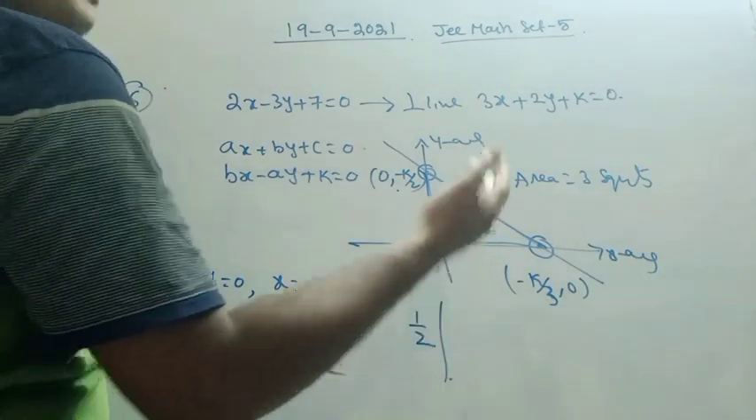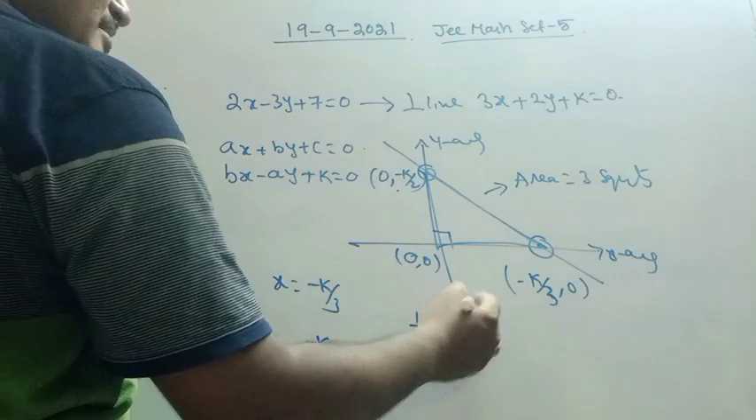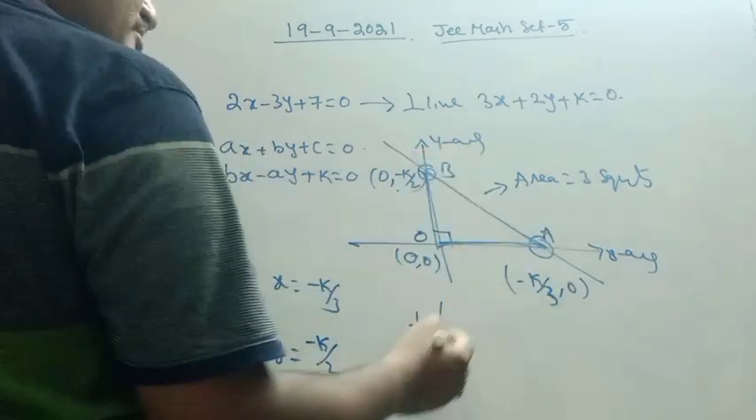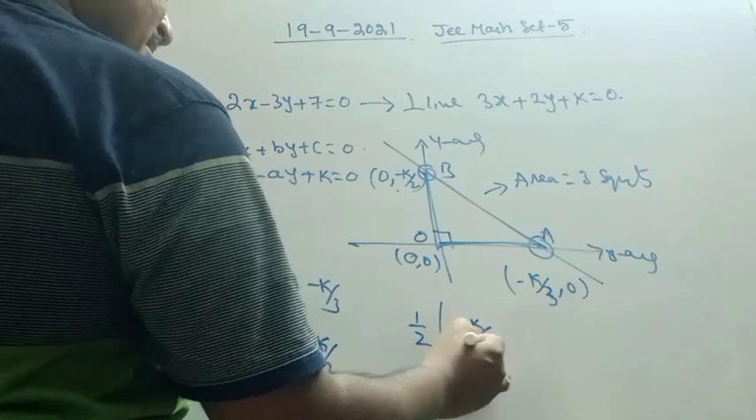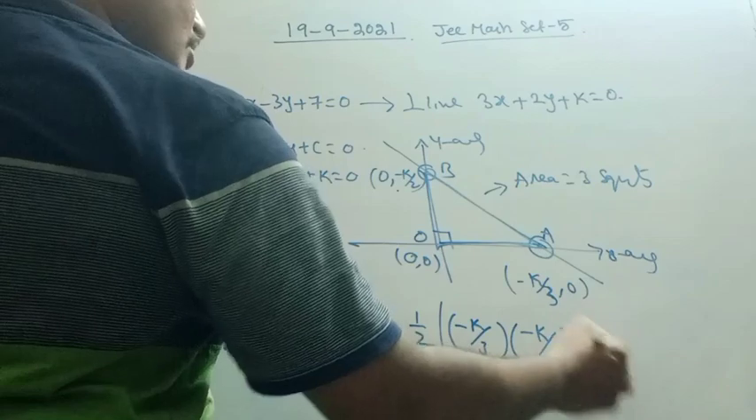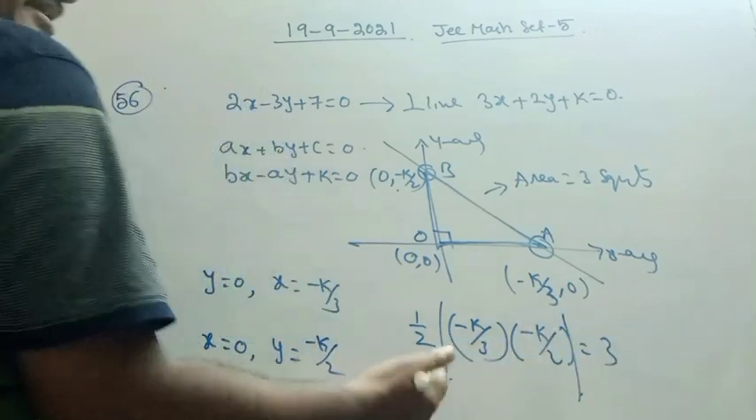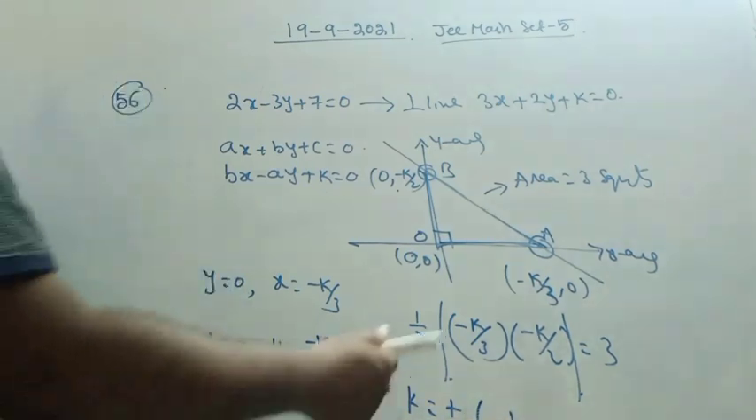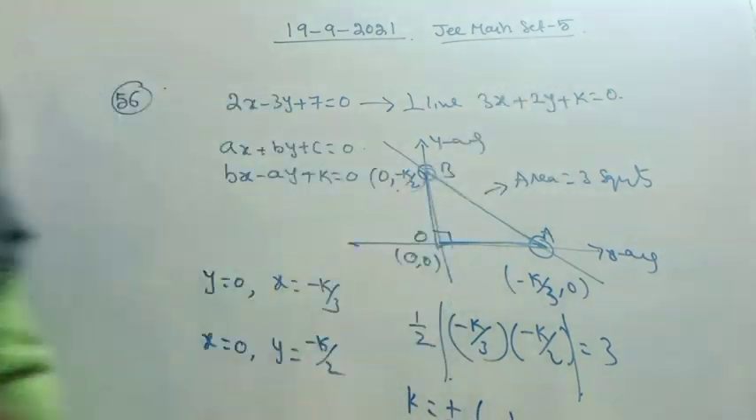Otherwise, half into, okay, this is what you have here. The base, this is OA into OB. This is nothing but minus k by 3 into minus k by 2, and this is equal to 3. From that you will get k values, two k values, plus or minus something. Then you just put these k values in this, and you will be getting the equations of the straight lines. In this beautiful way, you will be getting the equation of the straight line.